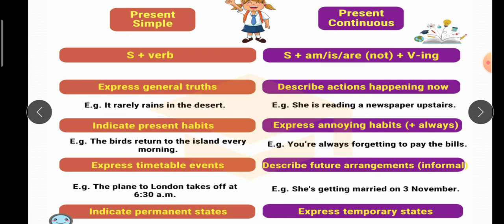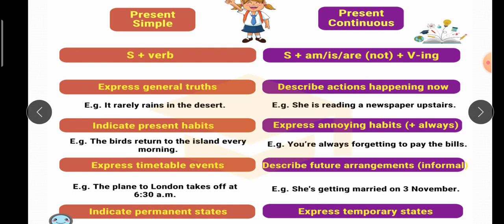Simple present tense expresses general truths, and present continuous describes an action happening now. For example, it rarely rains in the desert. It's a general truth. And she is reading a newspaper upstairs, something that is happening right now. Then simple present indicates present habits. The birds return to the island every morning. Present continuous expresses annoying habits plus always. You are always forgetting to pay the bills.